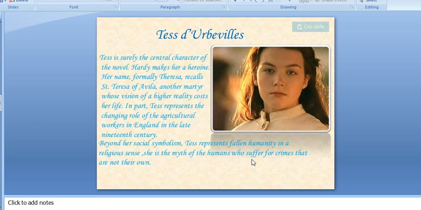In part, Tess represents the changing role of the agricultural workers in England in the late 19th century. Beyond her social symbolism, Tess represents fallen humanity in a religious sense. She is the myth of the humans who suffer for crimes that are not their own.